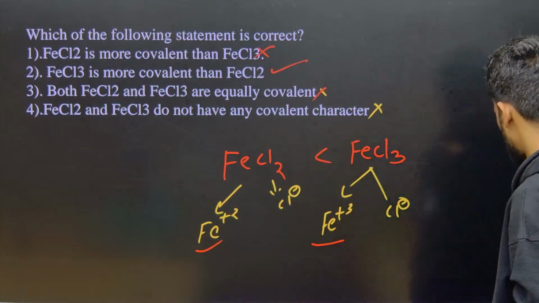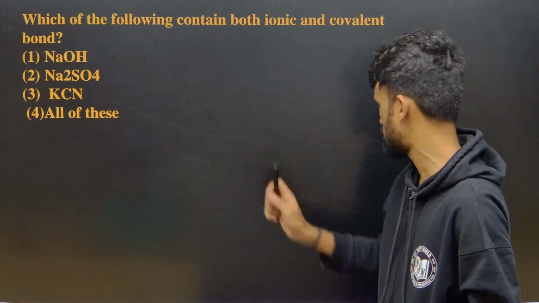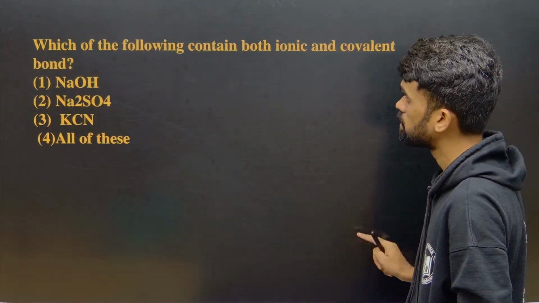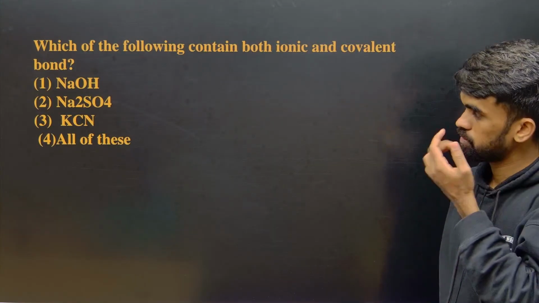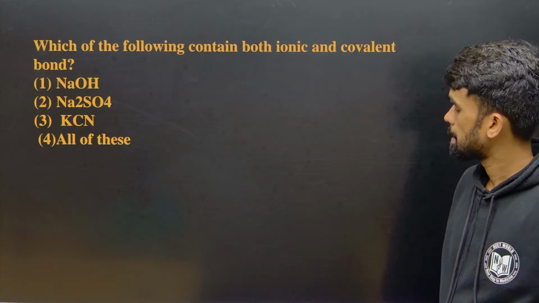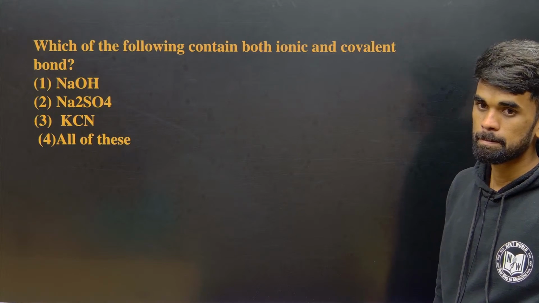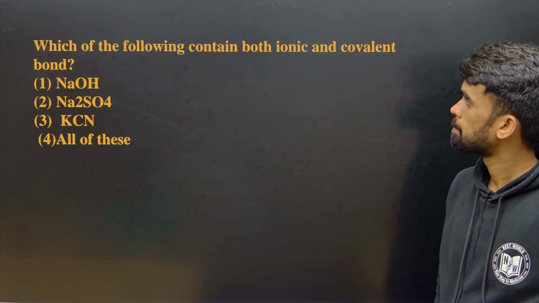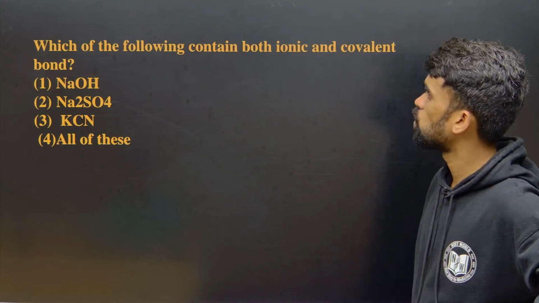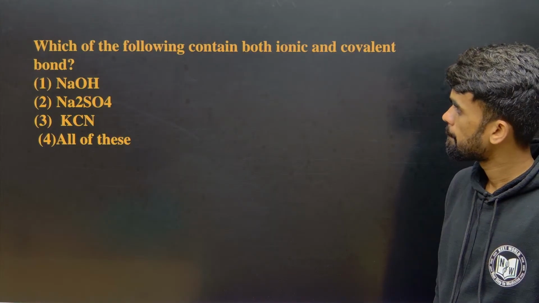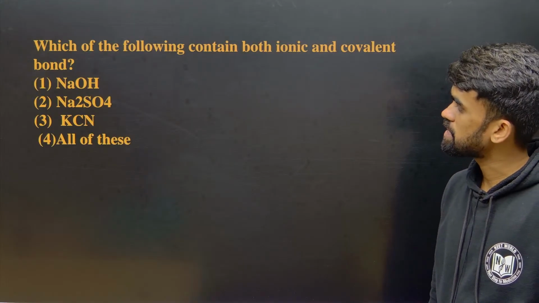Right now. Next. Now I am also asking this basic question because a very basic question like this comes in the exam. Just answer this. Which of the following contain both ionic and covalent bond? Try to write the structure.